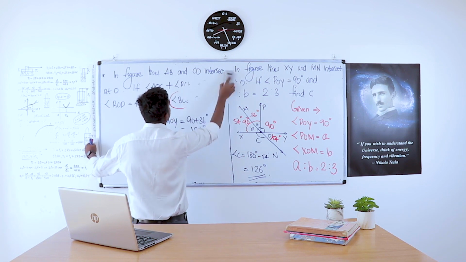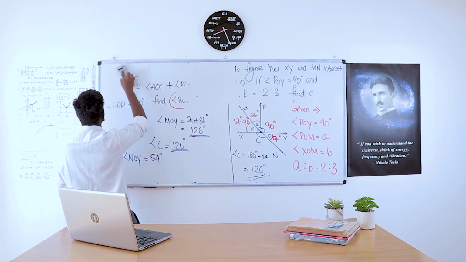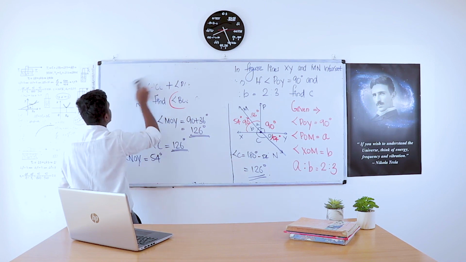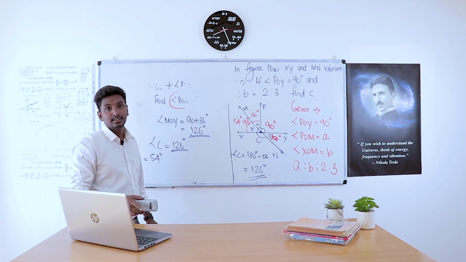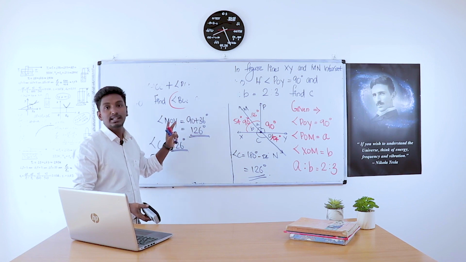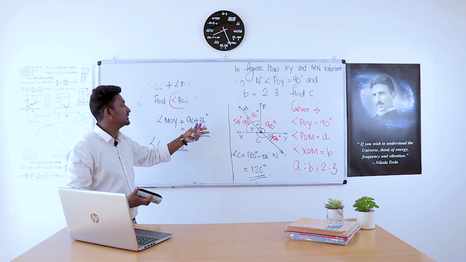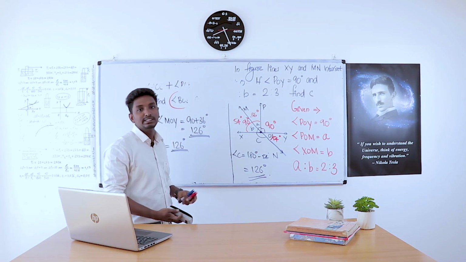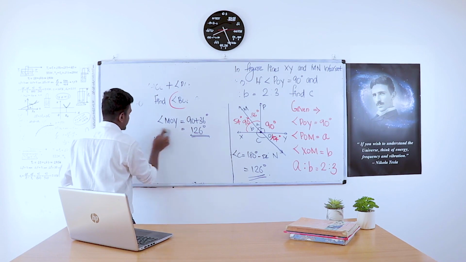These are the problems related to theorem number 1. Theorem number 1 is: if two line segments intersect each other, then the vertically opposite angles are equal. These two problems are related to the same theorem, and for these to be solved, theorem number 1 is used. I think it's completely okay for you.